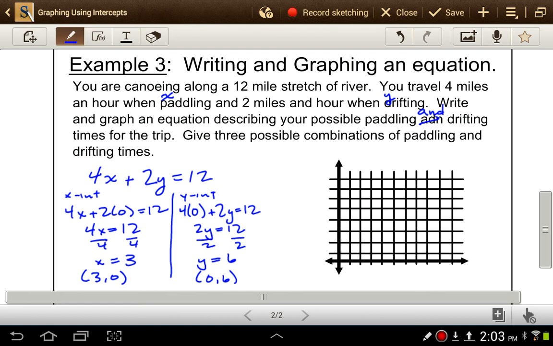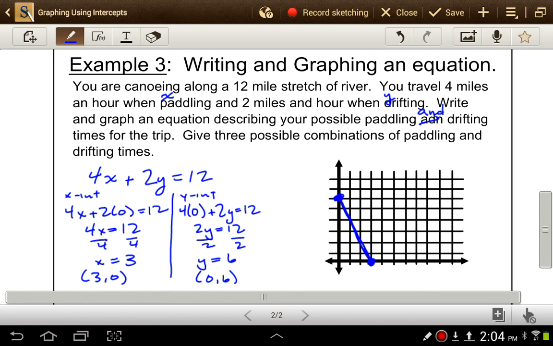So (3, 0), 1, 2, 3, and then (0, 6), 1, 2, 3, 4, 5, 6. And I'm going to draw my line through that. Now, this is actually going to stop and start here because these are maxed values because I'm only going 12 miles, so I can't really go beyond those in either direction. Okay? So there's my graph.